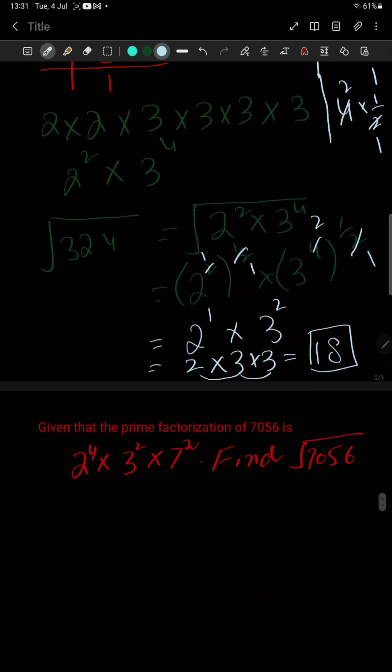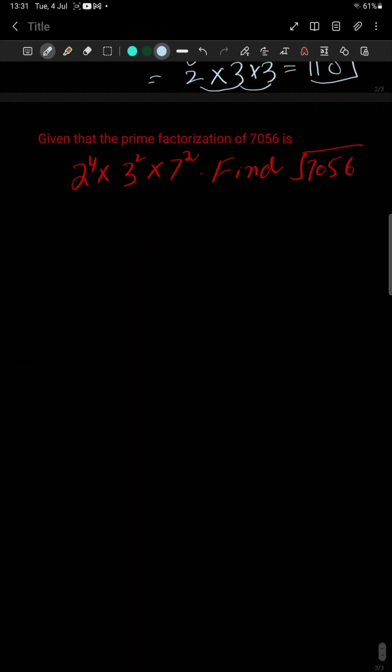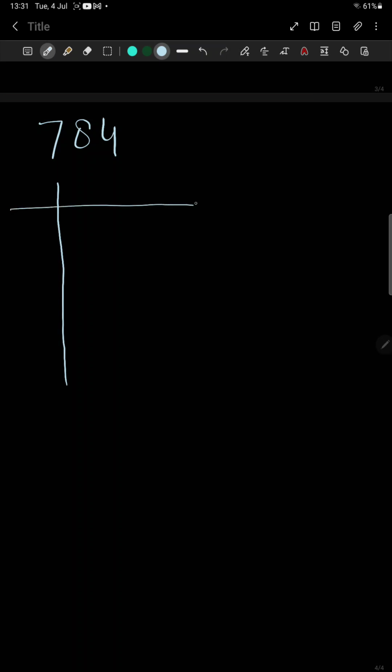Now the next question. One more question we will do. Next number for instance is 784. Let's do it. 784. We will do the prime factorization. We will start with 2 because this is an even number. Every even number will be started by 2.